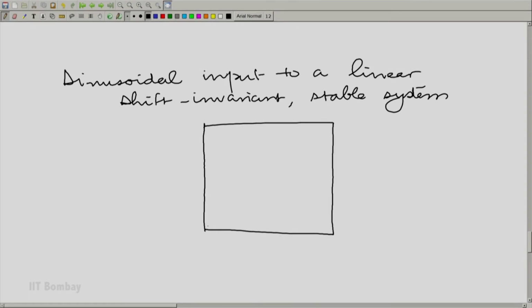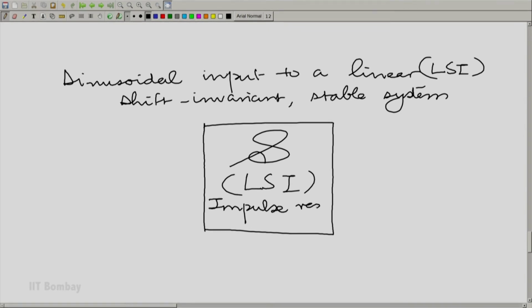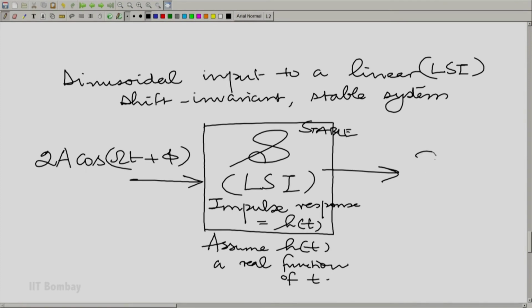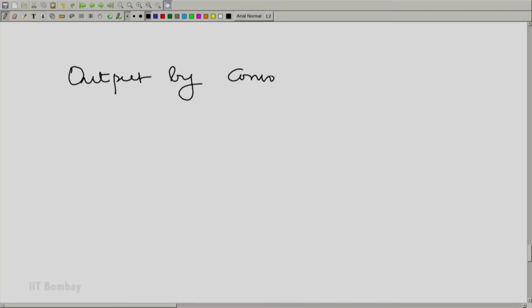Let us assume that I have this linear shift invariant stable system S here, and let its impulse response be h(t). Now, of course, the LSI system is stable. Assume h(t) is real and S is stable. We will see how it plays a role. So, I have here the input 2A cos(ωt + φ) being given to the system, and we question what is the output. Now, by itself, of course, I know that I could use the convolution integral. Let me write down that convolution integral.